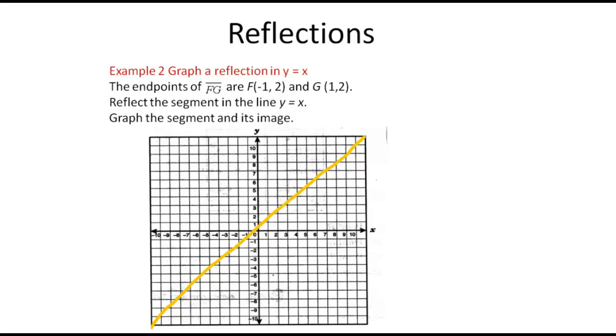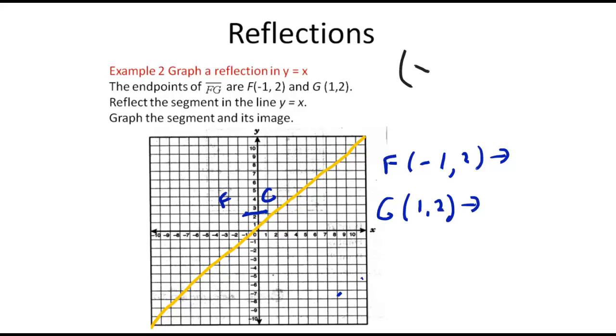So I'm going to go ahead and pause while I plot those 2 points. So I plotted my little points F and G. Now I want to go ahead and reflect them. So I'm going to go back and think about what is my rule. Remember, my rule for y equals x tells me I take and I just change the order of my points.